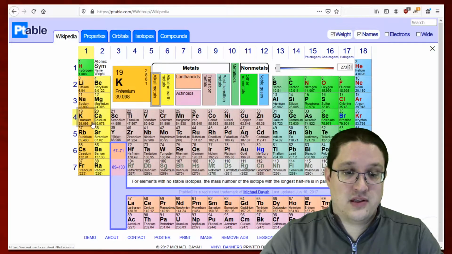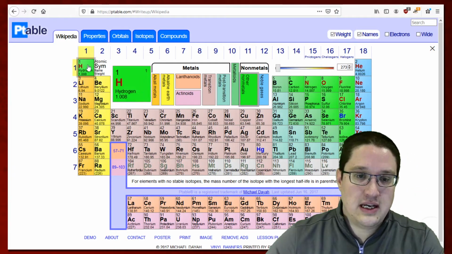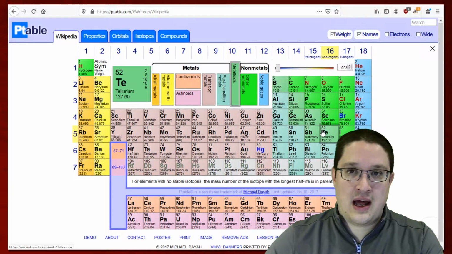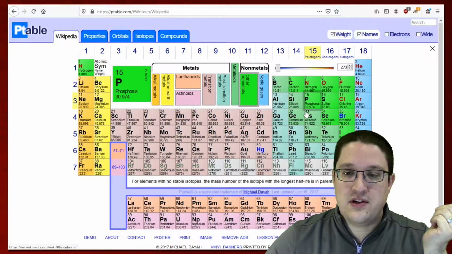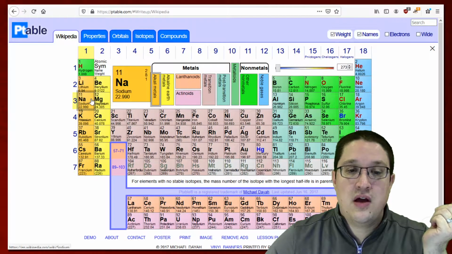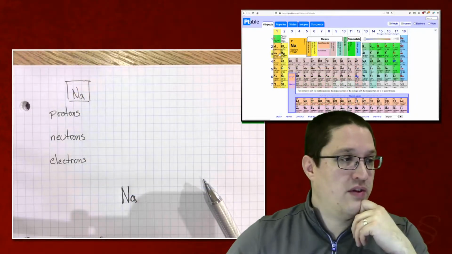So, here we go. I'm going to take a look at our periodic table here. This is a wonderful website, ptable.com. And what we can see here is that we have all of our atoms and elements. I can choose any of these atoms, and there's a lot of information about them. For example, sodium here. So let's take a look at sodium and see what we've got.